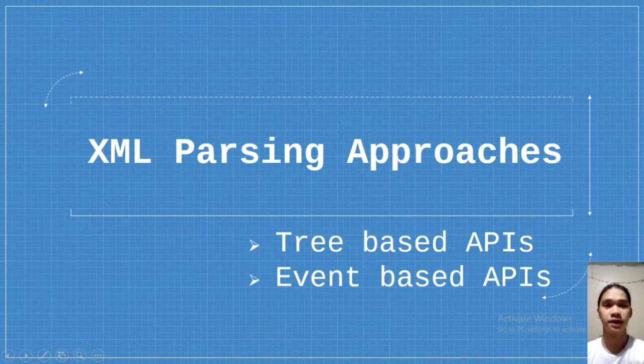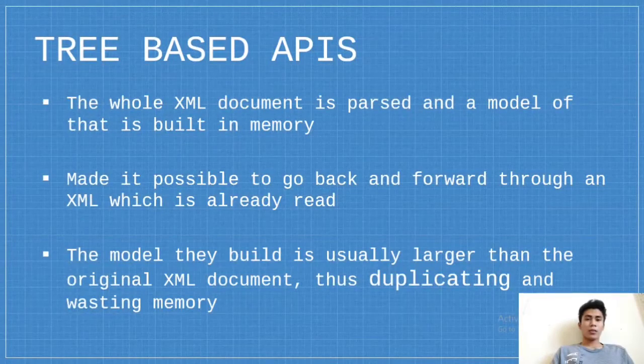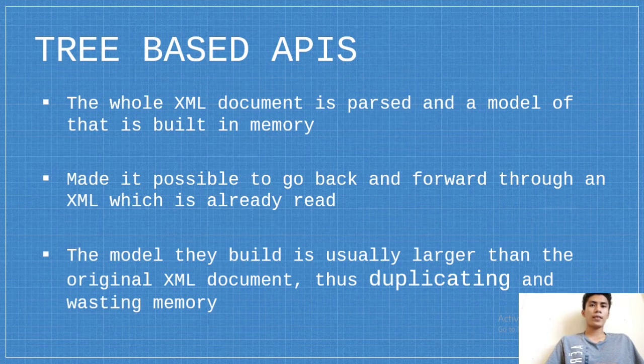There are two XML parsing approaches, the tree-based APIs and the event-based APIs. First, let's proceed to the tree-based APIs. The first XML parsing approach is tree-based APIs. The whole XML document is parsed and a model of it is built in memory. This makes it possible to go back and forward through an XML document which is already read. The model they build is usually larger than the original XML document, thus duplicating and wasting memory.